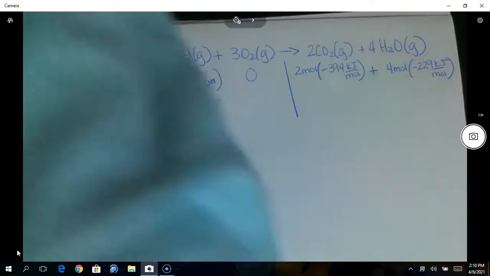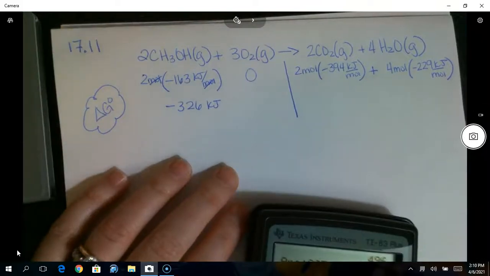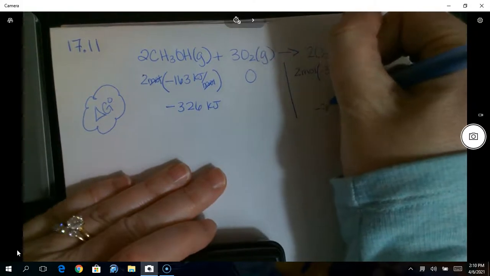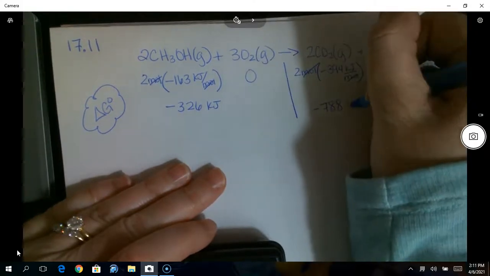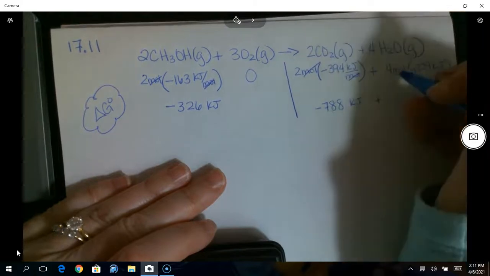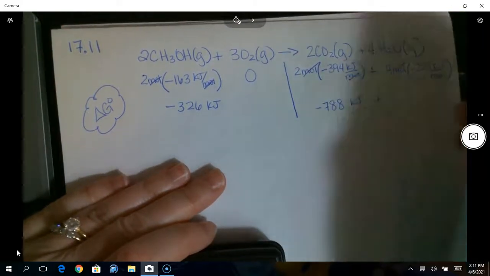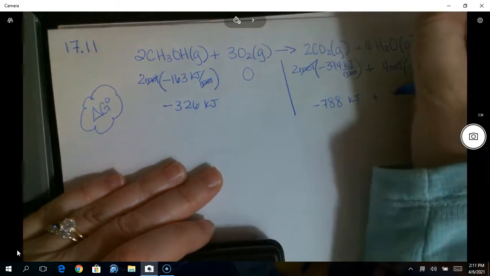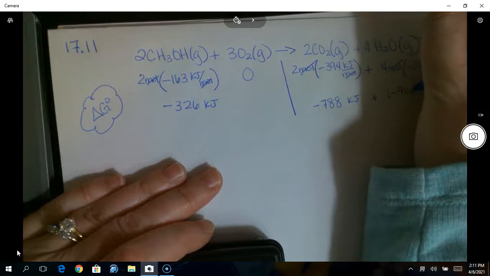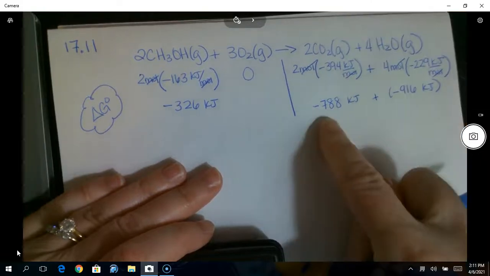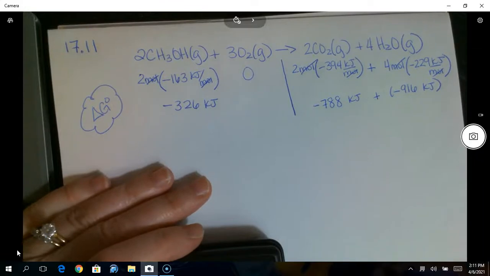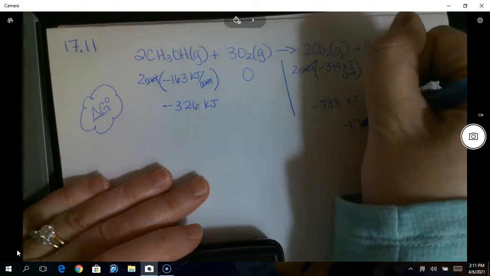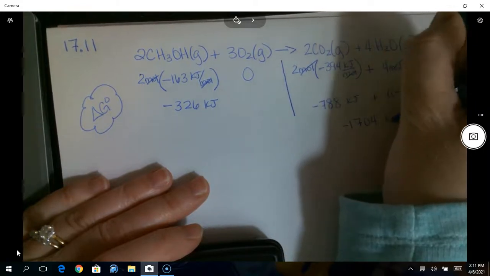So I have 2 times negative 394, so this is going to be negative 788. My moles cancel, I'm left with kilojoules. Plus, I've got 4 moles, moles cancel, times negative 229, so this is going to be negative 916 kilojoules. I can add these up, and I can see that I have negative 1,704 kilojoules on my product side.